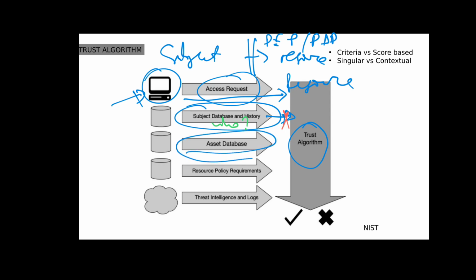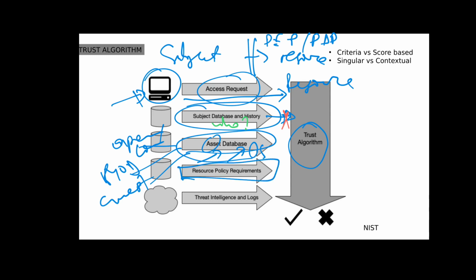The asset database is also checked by the trust algorithm. This includes whether the device is an on-prem device or company owned, or it's a BYOD device, or it's a guest device. So this will define how the device will be treated based on its asset details. This can also include information about patch, information about OS, information about the software that is installed on a device, as well as the integrity of the assets.